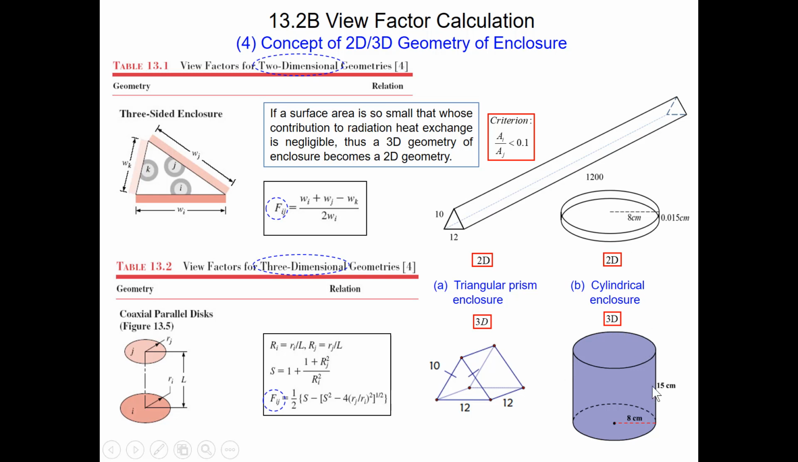Similarly, this is a 3D geometry of enclosure. This is a 2D geometry of enclosure, because we only care about the radiation exchange between the top surface and the bottom surface, due to neglecting the small side surface. Generally speaking, if the area is 10 times smaller, its contribution to the radiation heat exchange can be neglected.